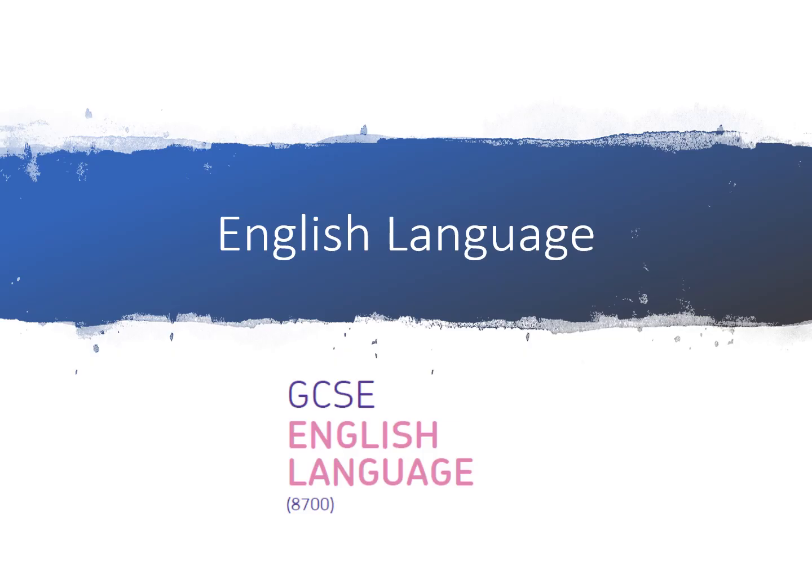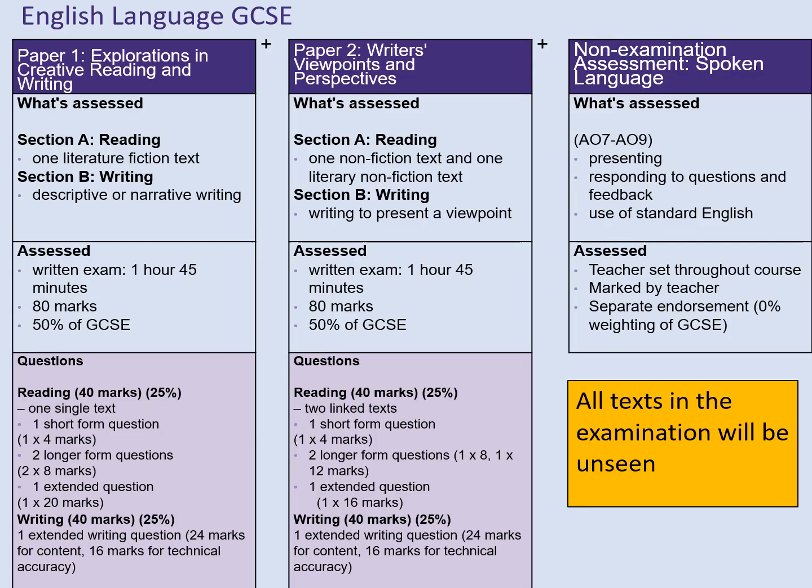I will now explain what the English Language GCSE course consists of. The English Language GCSE consists of 2 papers, Paper 1 and Paper 2. Section A on both papers focuses on reading and Section B on both papers focuses on writing skills of students. Students are also expected to take the non-examination assessment of spoken language. This takes place in the classroom and is assessed by their teacher.